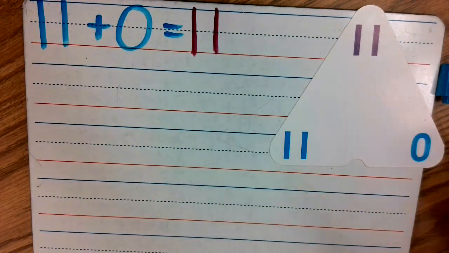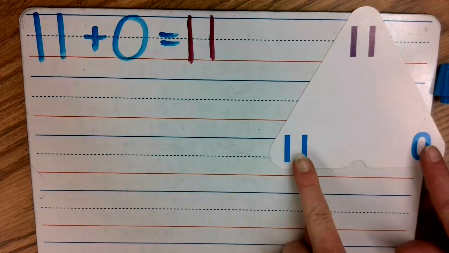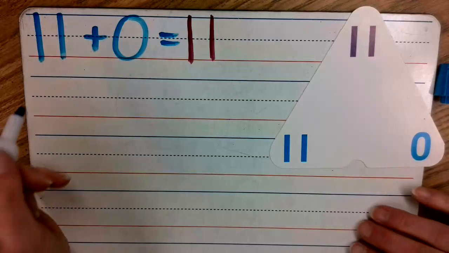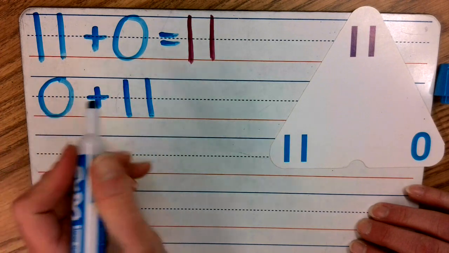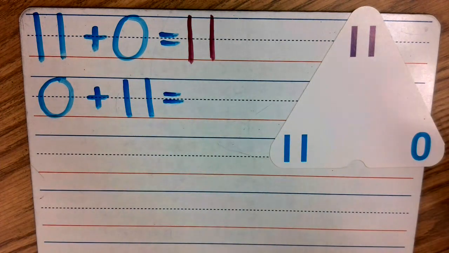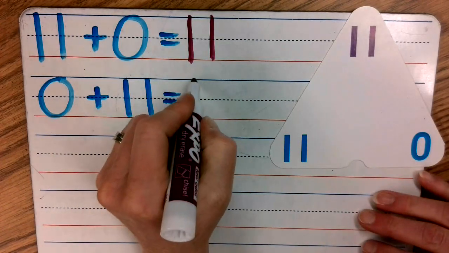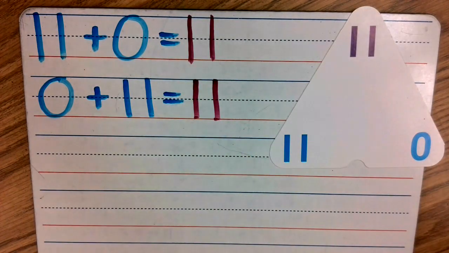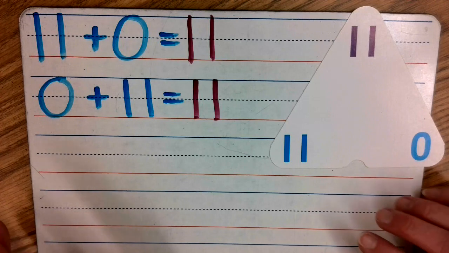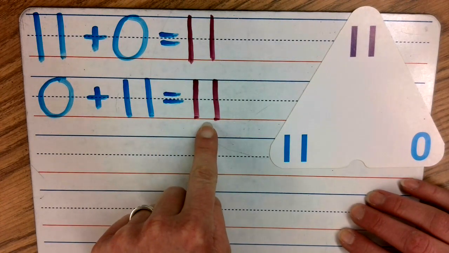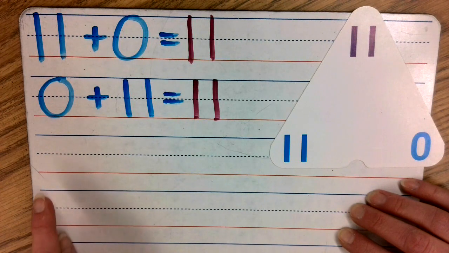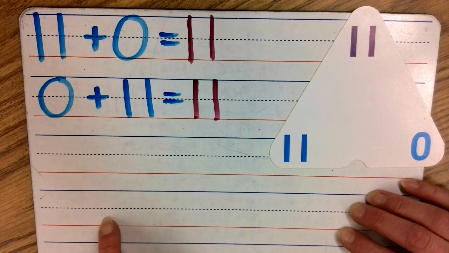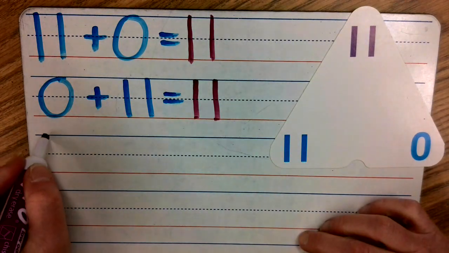Okay. Now I'm just going to write the turnaround fact where these 2 add-ins switch places. So I'm going to write 0 plus 11 equals, you've got it, 11. Now it's time to write my subtraction fact. Now remember, the sum in addition has to become the minuend in subtraction. So both of these facts have to start with an 11.